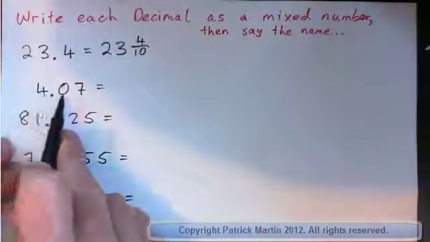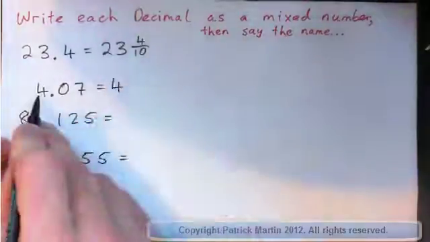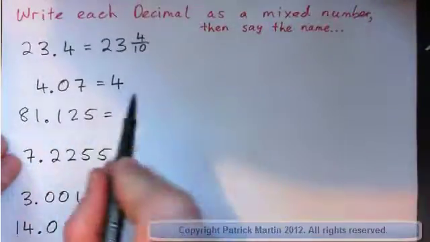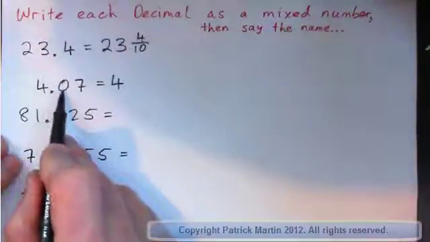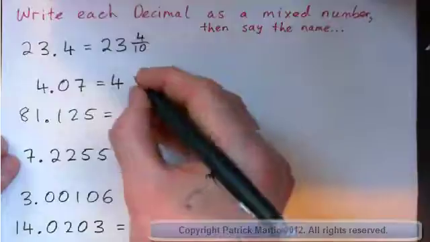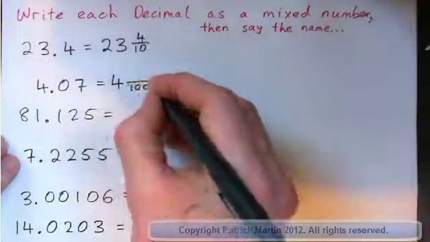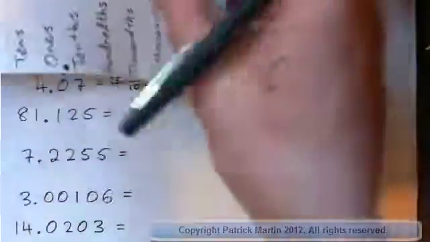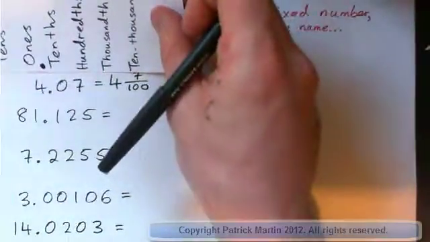Now, this guy is 4 and what? 4.07 is 4, and remember, if you just read them out, you've got tenths and then hundredths, right? So 4 and how many hundredths? 7. 4 and 7 hundredths. Okay. Of course, your cheat sheet should match up to help you out here.